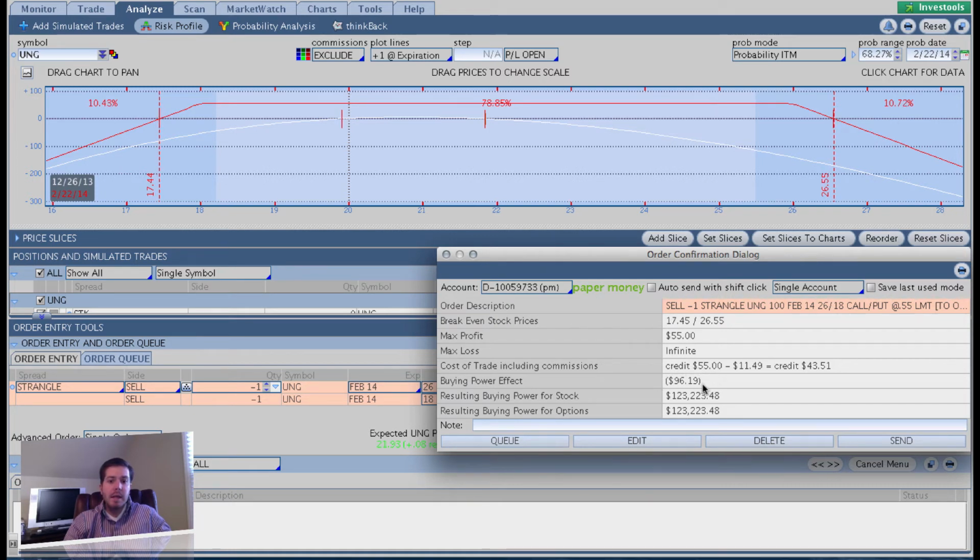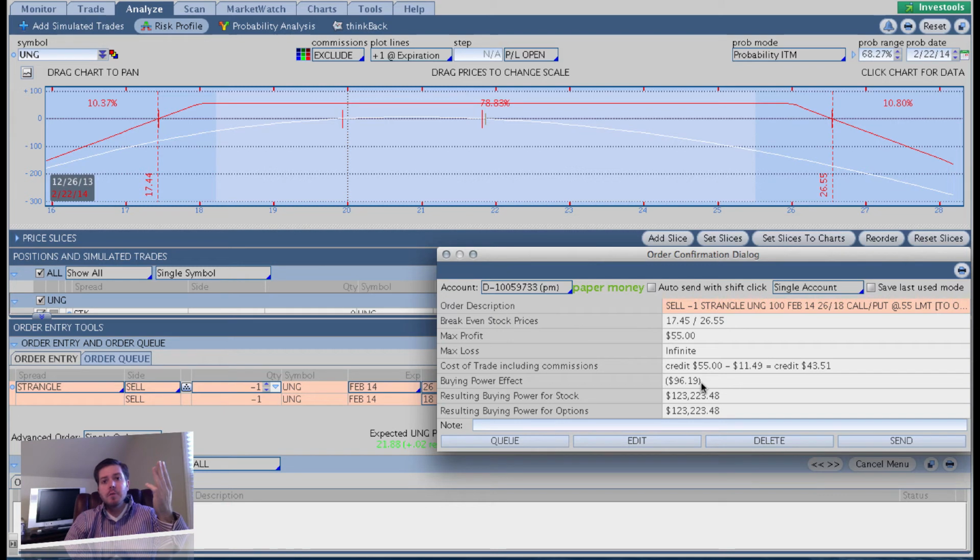Buying power effect. It is $96.19. So essentially that is the broker saying we're going to adjust your net liquidity down by $96 per strangle that you sell. So essentially you're locking up around $100 to sell one of these strangles. So for every strangle you sell, you're locking up $96 in buying power. So essentially you're risking $96 to make max profit of $55 if you let it go to expiration, which I never do. So with that in mind, this is the number that I utilize to determine my portfolio allocation.